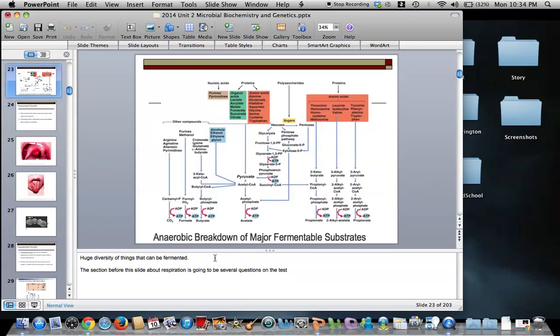This is just a bunch of things that can be broken down anaerobically. It's basically every macromolecule present in the cell. There's a huge diversity of different things that can be fermented. This is just my personal notes for this test. The whole section on fermentation was quite emphasized.